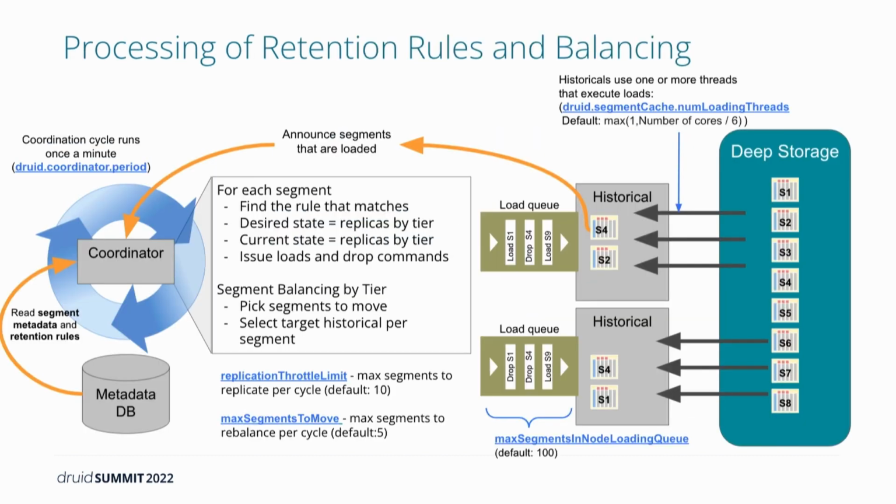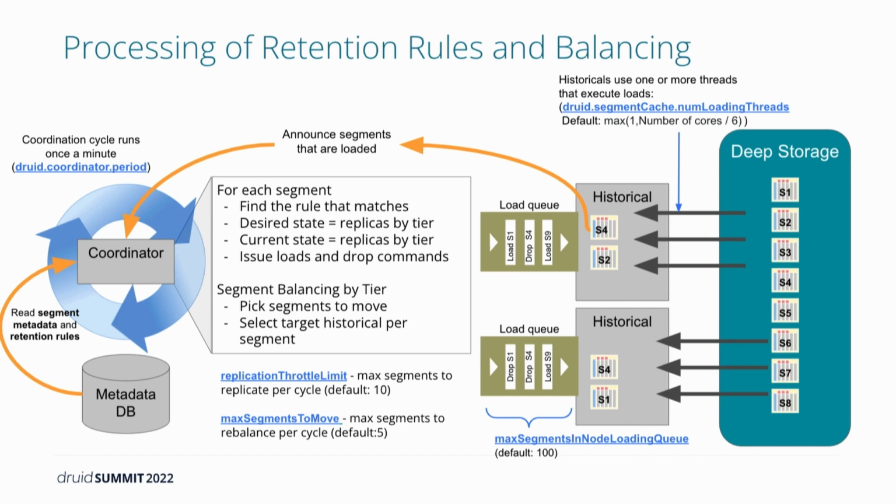So let's look in a little more detail at what the coordinator is actually doing and what the overall cluster is doing through the processing of retention rules. If we start from the left here, the first thing that happens is that the coordinator runs on a period, right, on a cycle. It runs this operation every minute. By default, you can change that period by changing the Druid Coordinator period parameter.